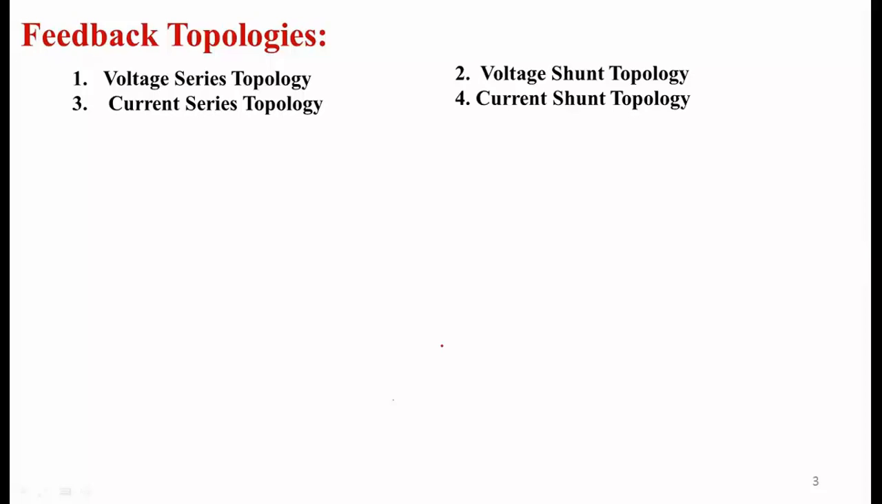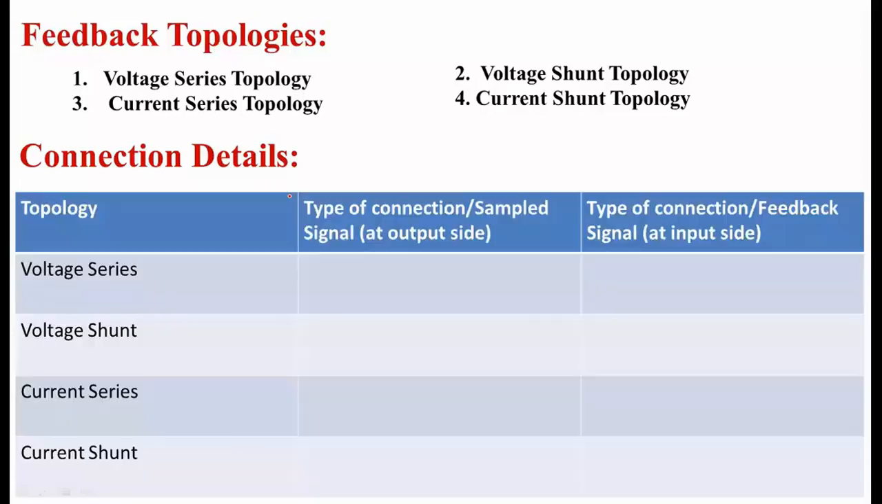So the first type of feedback topology is the voltage series topology. The second one is the voltage shunt topology. The third one is the current series topology. And the last, the fourth, is the current shunt topology. So now we will discuss the connection details for each kind of feedback topology. Here we have four types of topologies, the type of connection and the sample signal at the output side, and the type of connection and feedback signal at the input side. We'll discuss the connection details for each topology.